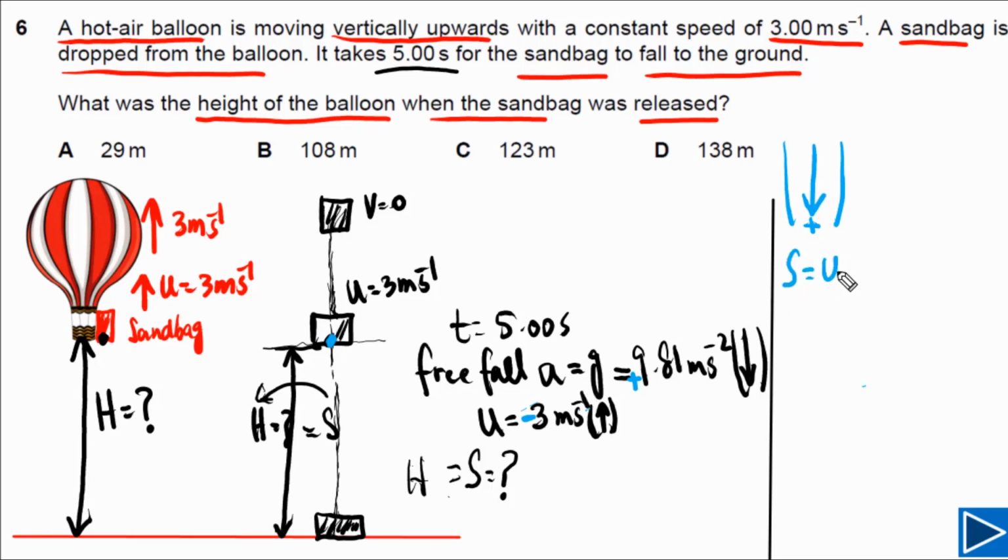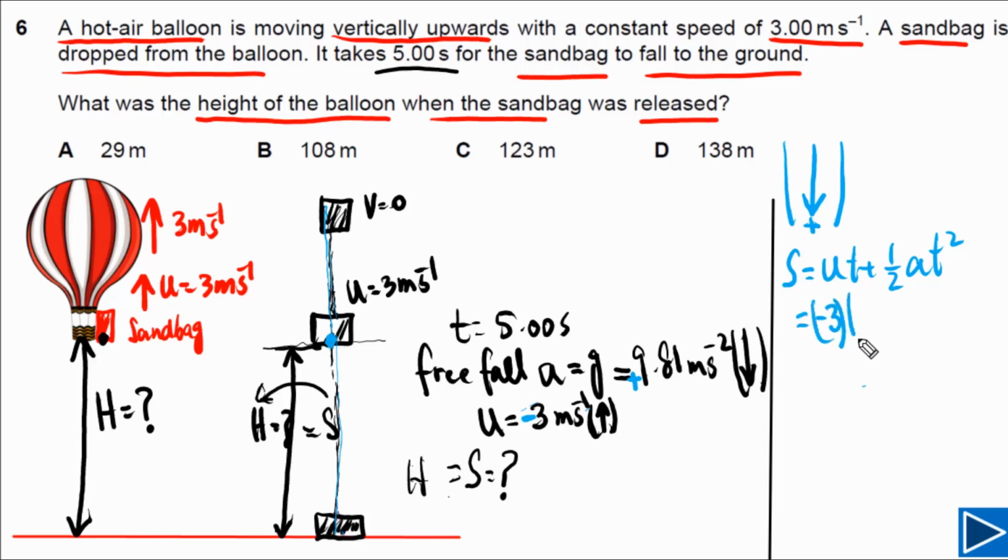We can simply use s = ut + 1/2 at², because the value of u is given, t is given, and a is given. t is the time taken from the point of release for this sandbag to go up and then come back to the ground, meaning the total time taken is given. That's the reason we can calculate the vertical displacement from here to here.